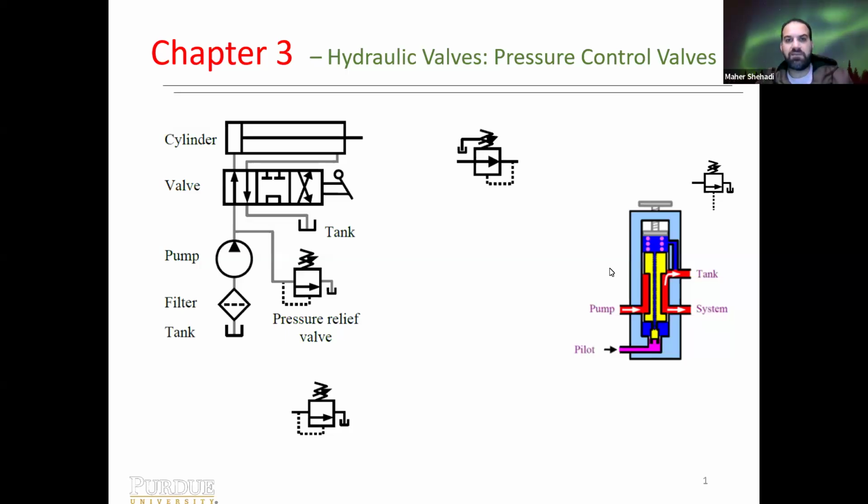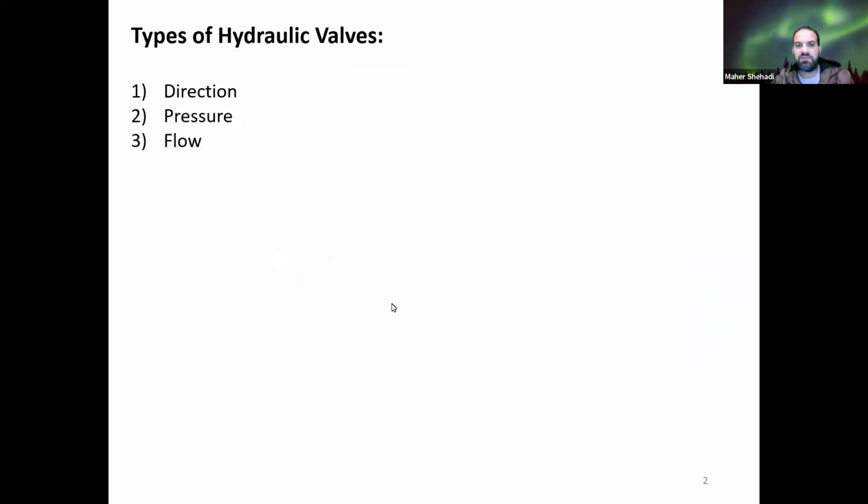All right, so in this chapter, we'll be going over the different types of hydraulic valves, mostly the operation and how it works, and some advantages and disadvantages for different types. The main categories, as we just said in the previous chapter: we have the hydraulic valves used to control the direction, to control the pressure, and to control the flow.